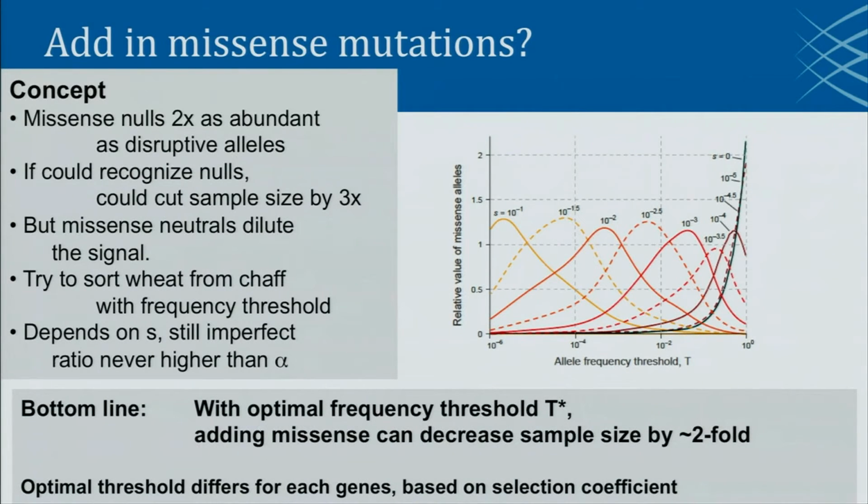Okay, so bottom line, if you knew magically what the threshold to look at, you can get about a twofold decrease in the sample size. And that's if you have perfect knowledge about where you should draw that allele frequency threshold. And it will change as a function of each gene, and it, again, is driven by this selective coefficient.